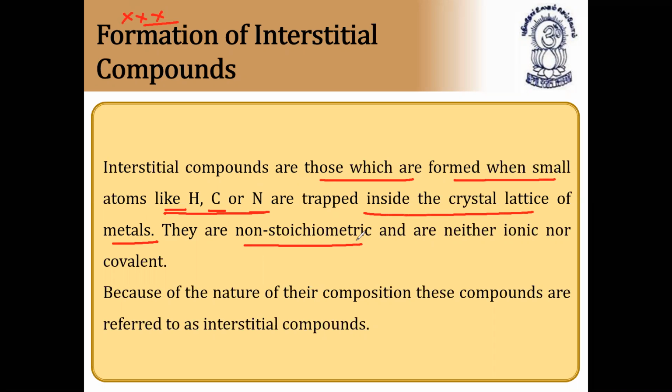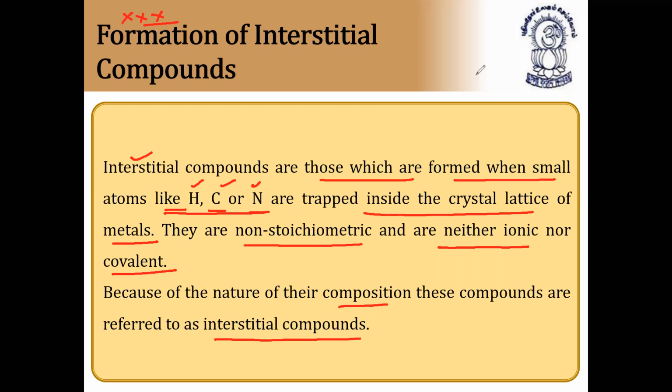They are non-stoichiometric and are neither ionic nor covalent. Because of the nature of their composition, these compounds are referred to as interstitial compounds. So, if small atoms like hydrogen, carbon, or nitrogen get trapped into the crystal lattice of transition metals, they will form interstitial compounds.